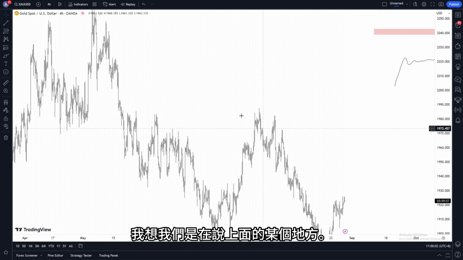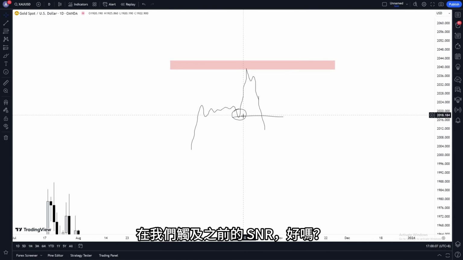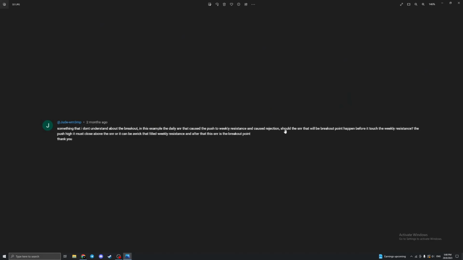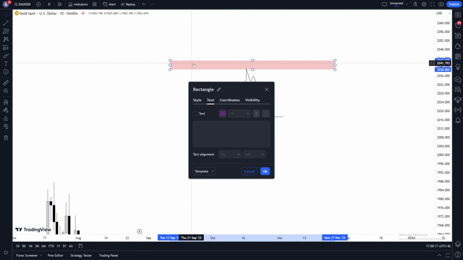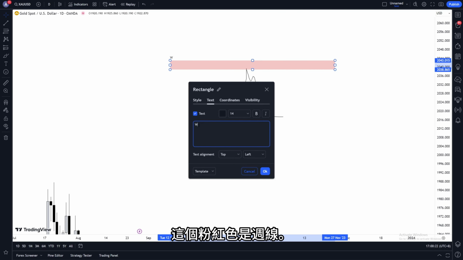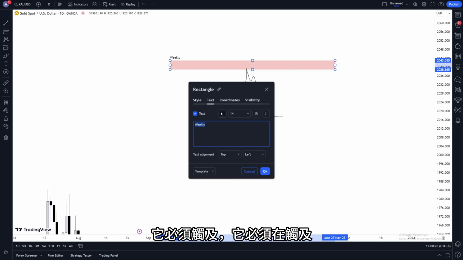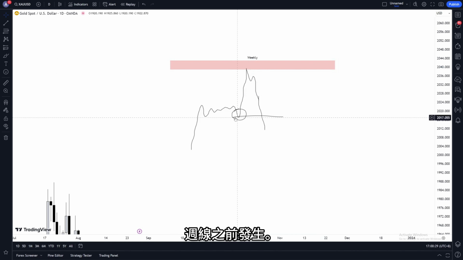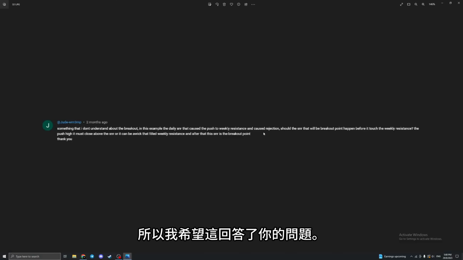Where were we talking about? I think we're talking somewhere up here. Yeah, there we go. That is the one that we want to see broken, guys: the SNR before we touch. Should the SNR that will be the breakout point happen before it touches the weekly? Yes, this SNR has happened before it touched the weekly. This pink is the weekly. It must happen before it touches the weekly. And then this one must be broken after the rejection has happened. So hope that answers your question.